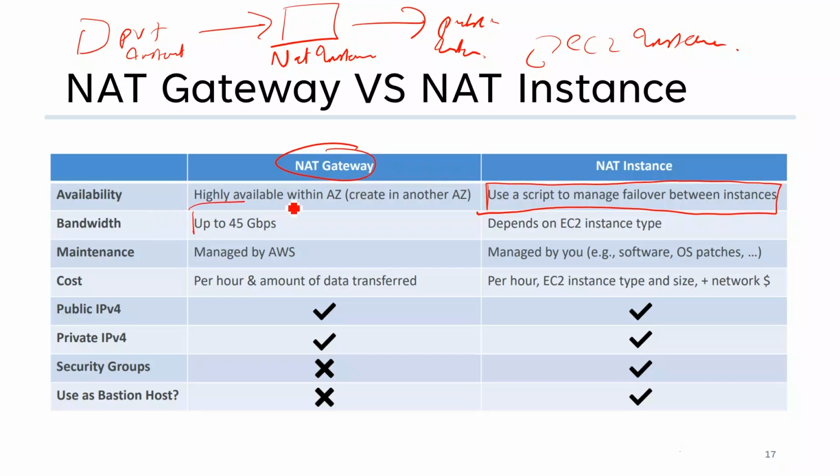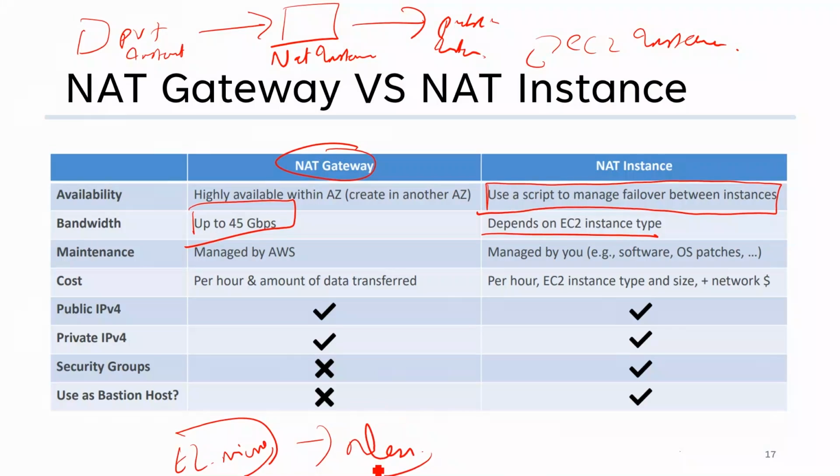Bandwidth is up to 45 Gbps in NAT gateway, and in NAT instance it depends on the EC2 instance type, and it also makes a lot of sense, right? If you are creating a NAT instance using a T2 micro instance, then its network throughput will be less, right? Obviously the network throughput of an EC2 instance depends on the instance family or the instance type.